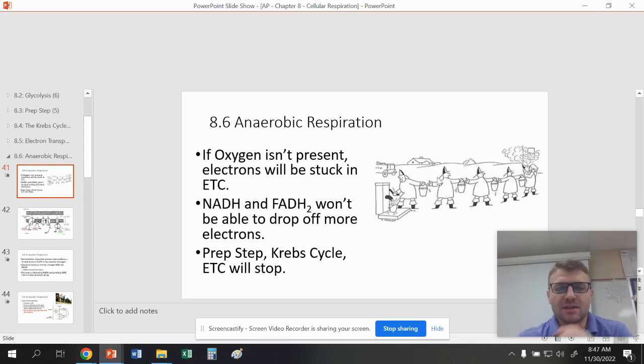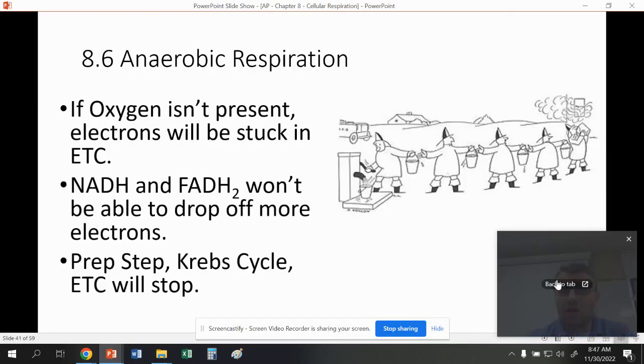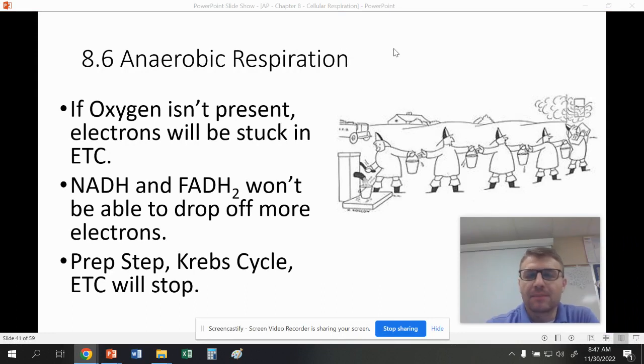All right, we're going to get into the next section here, which is 8.6. So anaerobic respiration: if oxygen isn't present, the electrons aren't going to be able to unbind from the electron transport chain, which means they're going to get stuck. And the NADH and FADH2 molecules then won't be able to drop off their electrons.